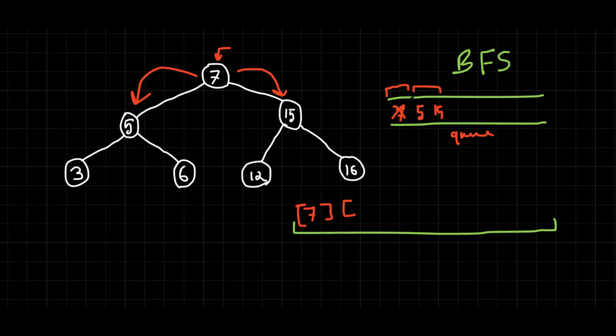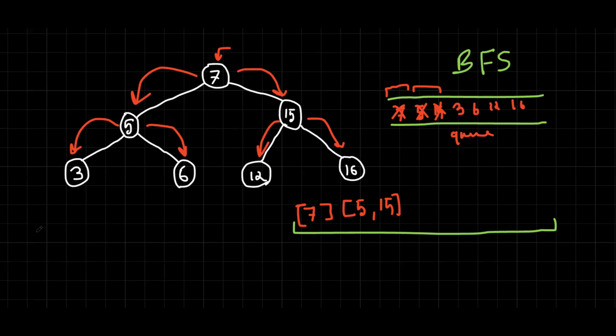That means in the second level, we will find two nodes. So what is the front element? It is 5. Then what is the next element? It is 15. And we have to remove both of them from the queue. Now, after removing, we have to check that 5 also has left and right children and 15 also has left and right children. So we have to add all of them into the queue. So we have to add 3, 6, 12 and 16.